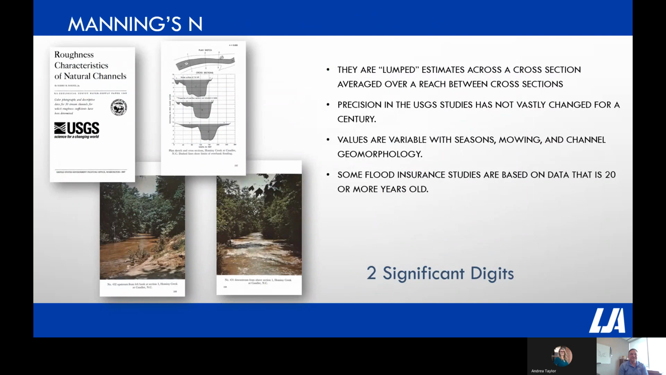And looking at Manning's N value, you can't have a different value every foot, or you can, but it just doesn't make any sense in modeling. So these parameters are lumped, and they're lumped grossly. And typically in a flood insurance study, they don't account for seasonal changes with vegetation or how often a channel is mowed or even the channel geomorphology. And if you look at a lot of the flood insurance studies that are currently published, many of them are based on data that's at least 20 years old, and some of them may be as old as 60 years old as far as what data was used in their original study that hasn't been updated in quite some time. So Manning's N again has 2 significant digits.